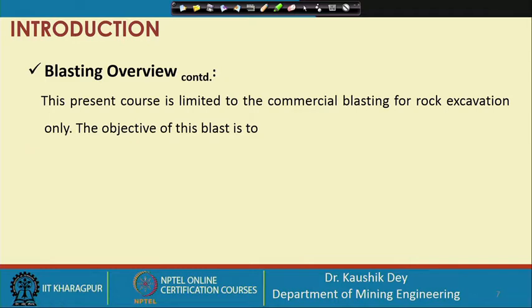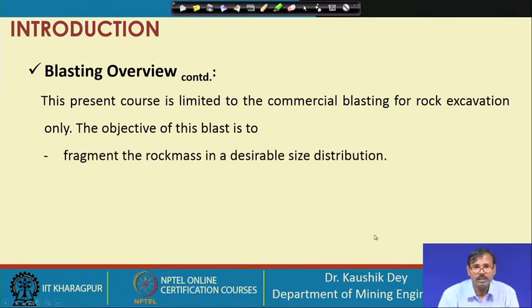This present course is limited to commercial blasting for rock excavation only, and the objective of this blast is to fragment the rock mass in a desirable size distribution. This is very important. It is not that we fragment the rock mass into a few very large pieces and a huge quantity of dust; that is totally unwanted. We want the rock mass to be fragmented in such a manner that different sizes of fragments are generated. This generation of different sizes of fragmented rock is called fragment size distribution.